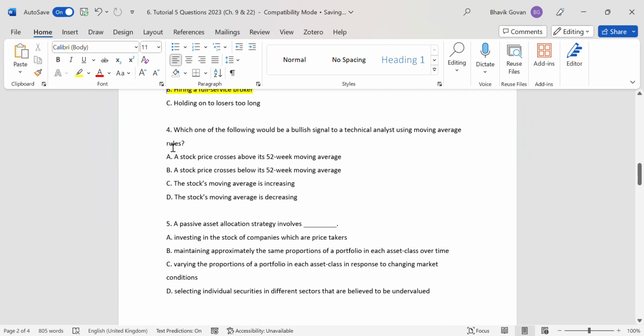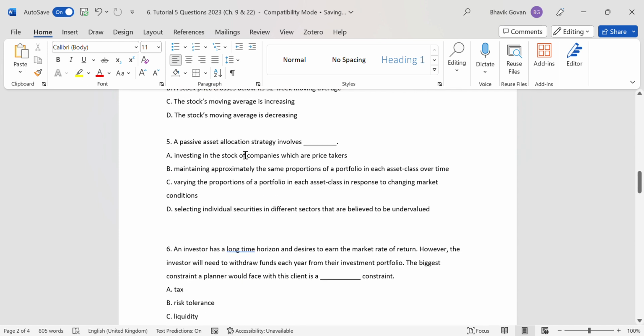4, which one of the following would be a bullish signal to a technical analyst using moving average rules? A stock price crosses above its 52-week moving average. A stock price crosses below its 52-week moving average. The stock's moving average is increasing. The stock's moving average is decreasing. So the answer is this, A.